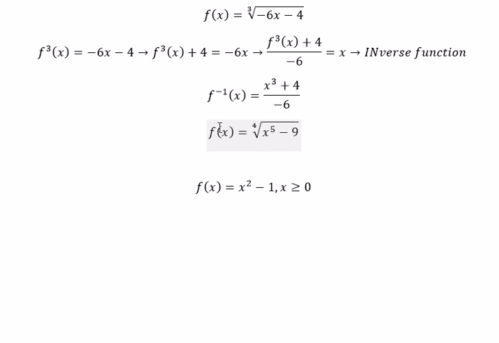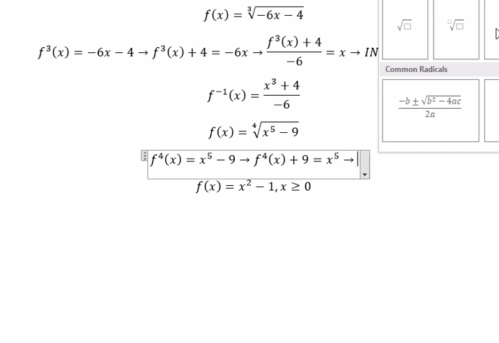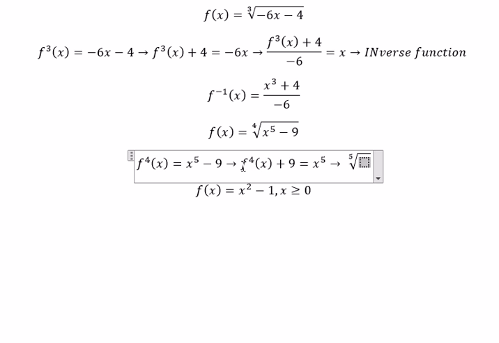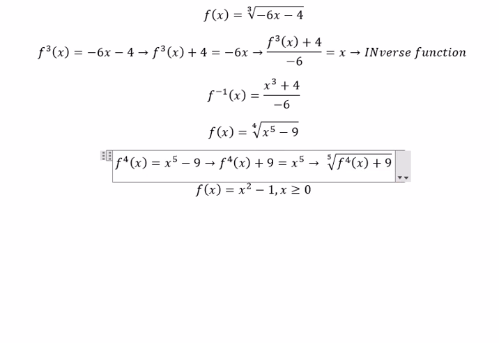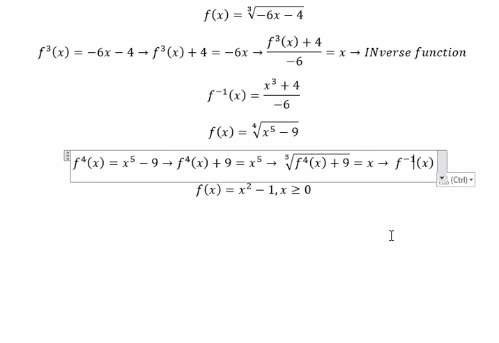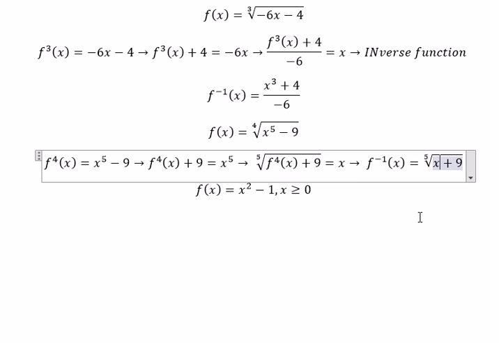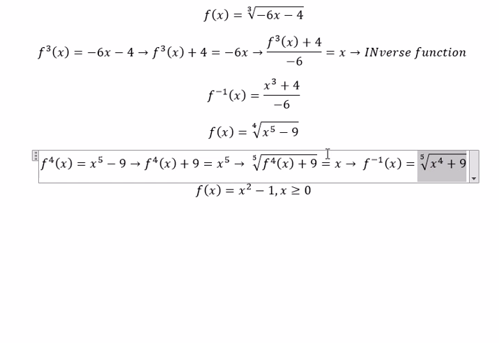We do the same technique. We put the power 4 in both sides. We move negative number 9 on the left. Later, we put the root of number 5. And now we can get the inverse function. This one we change to s to the power of 4. And this is the inverse function of this one.